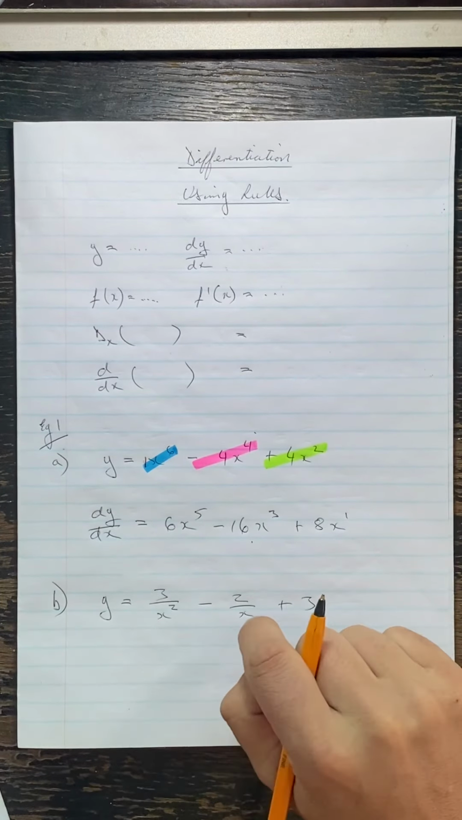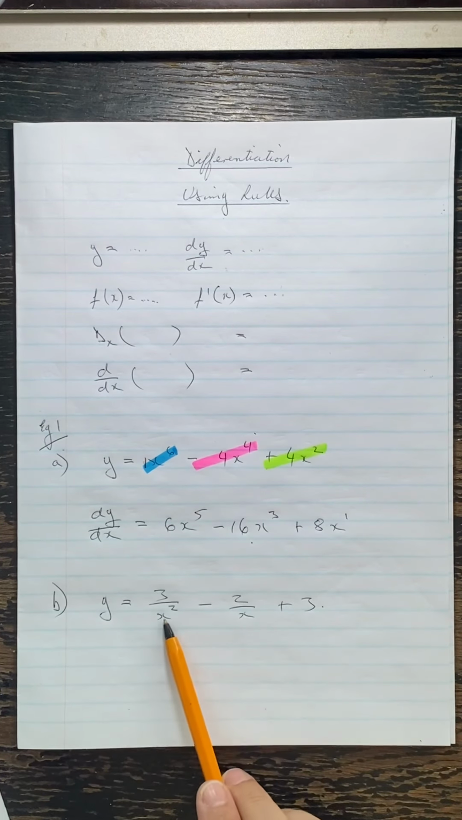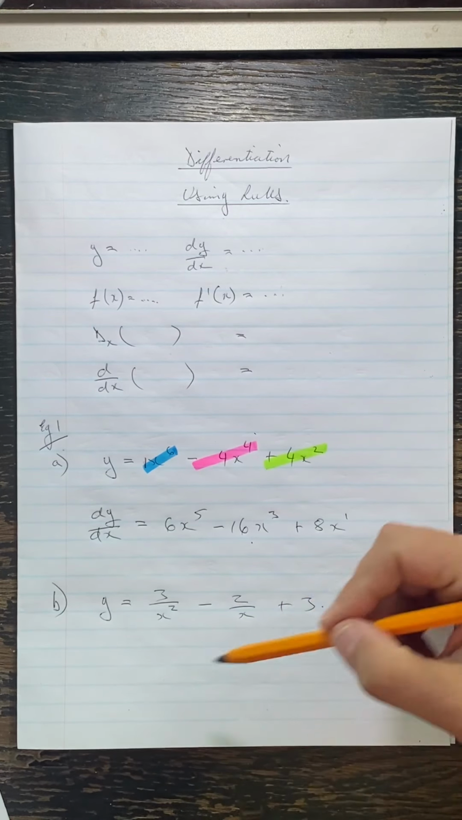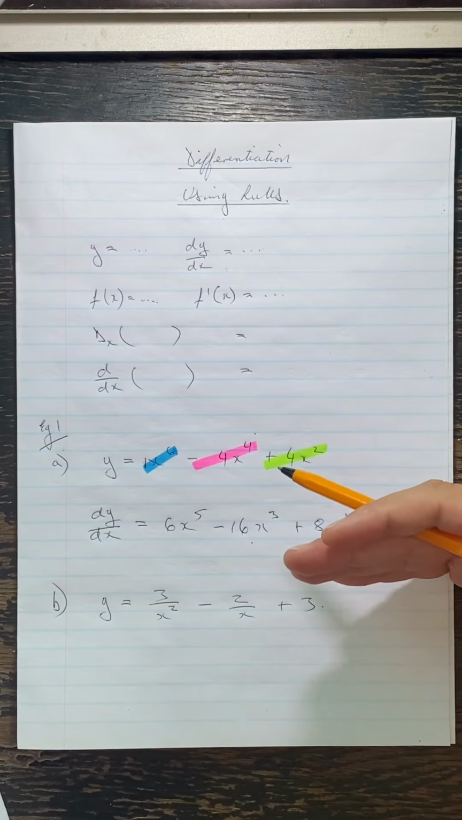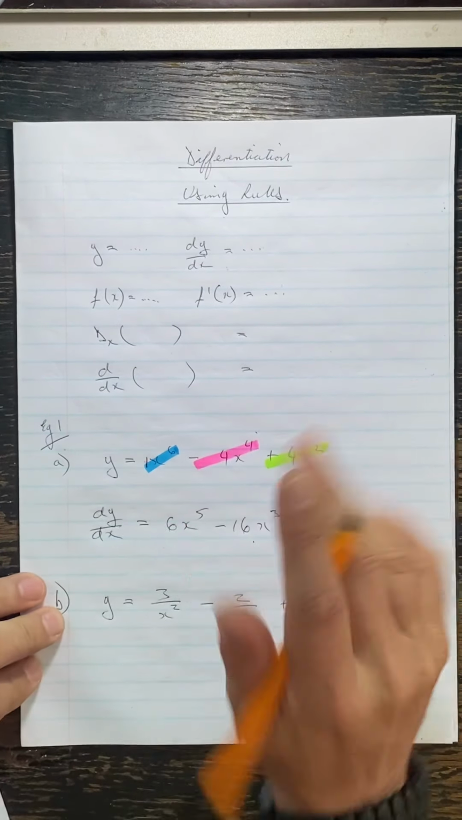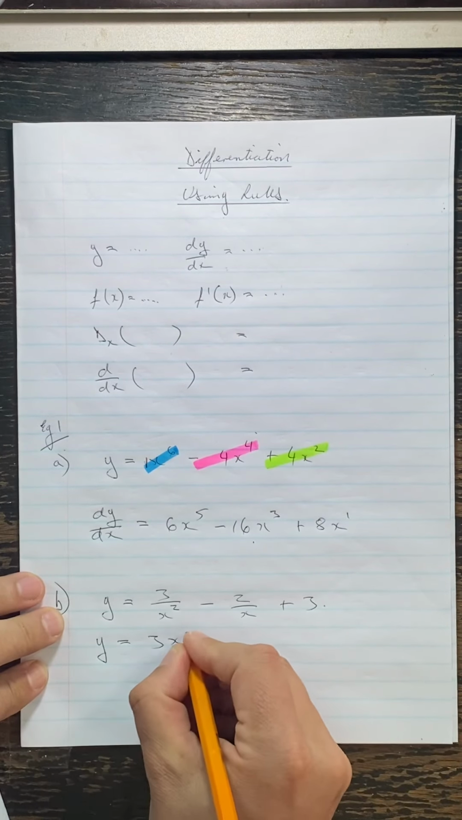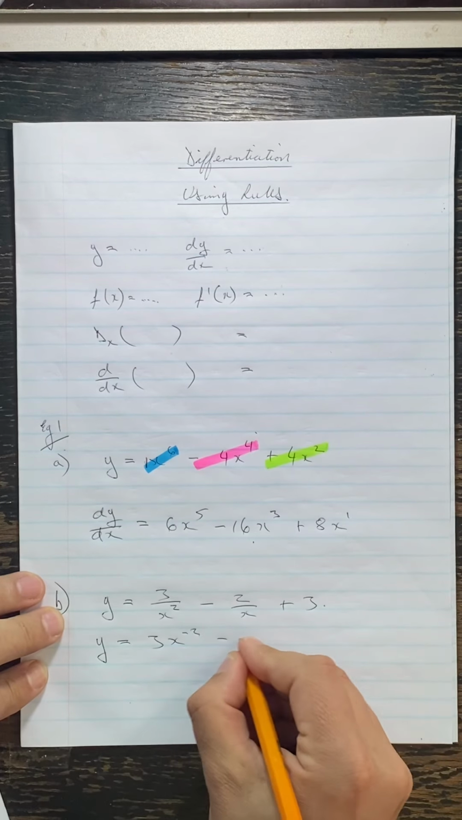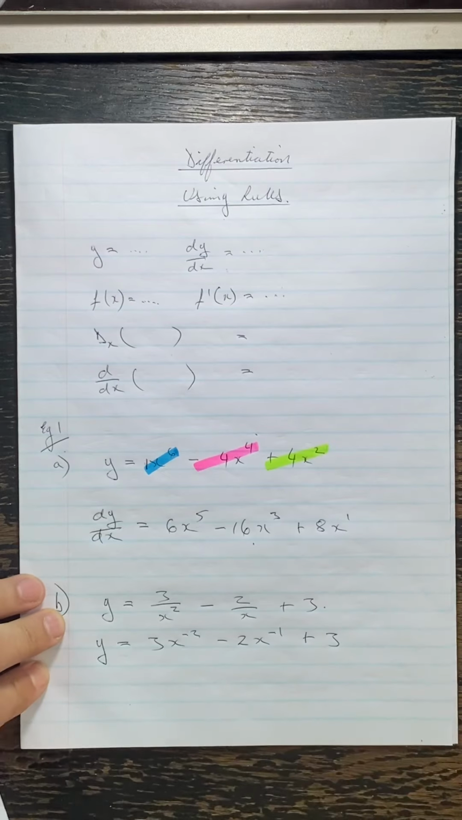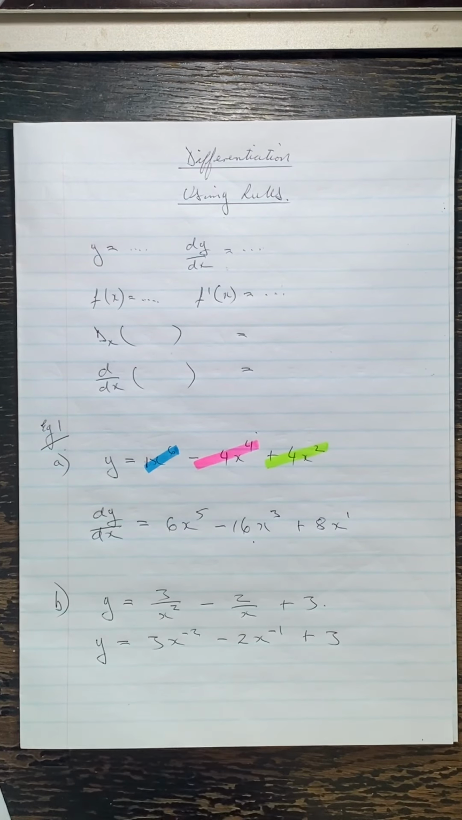Now, this is not in a polynomial form like it was with this original one. The reason why is because we've got these variables in the denominator. So what I'm going to do is bring them to the top. And you remember, if I bring them to the top, the exponent changes its sign. So I am not taking the derivative yet. So this is y is equal to 3x to the minus 2 minus 2x to the minus 1 plus 3. Okay, and I didn't take the derivative, so I left it as y.